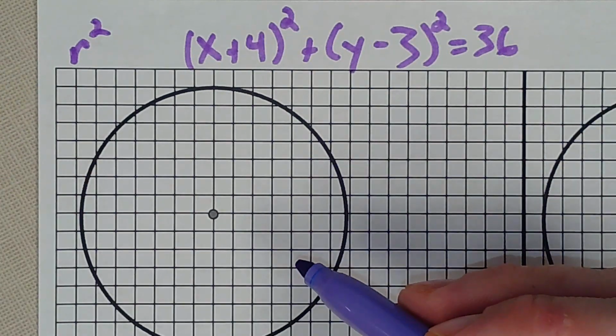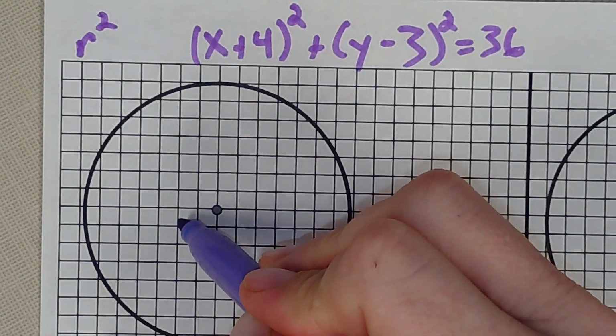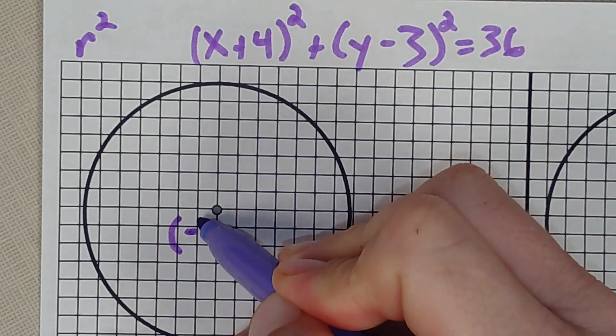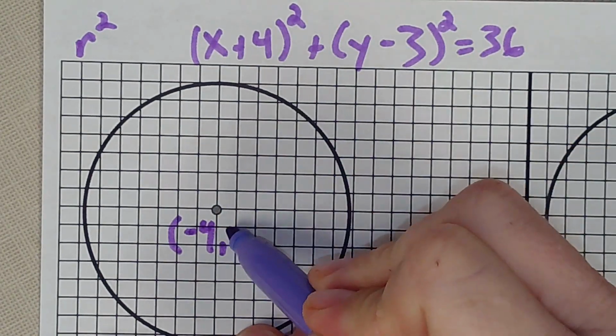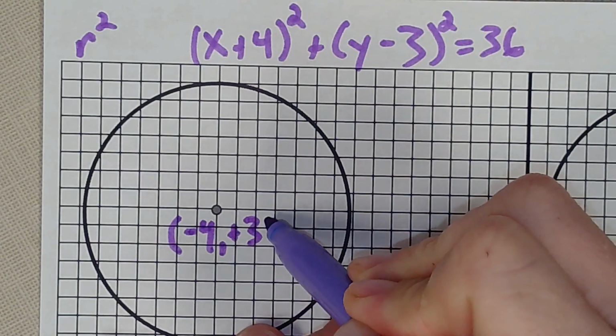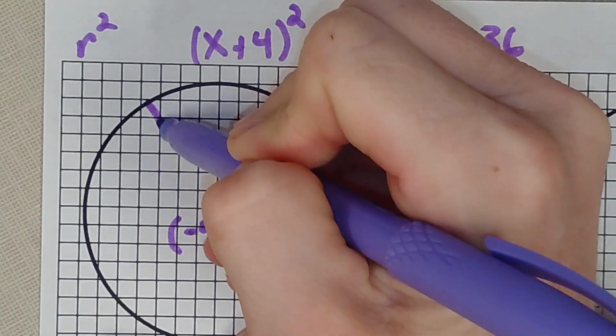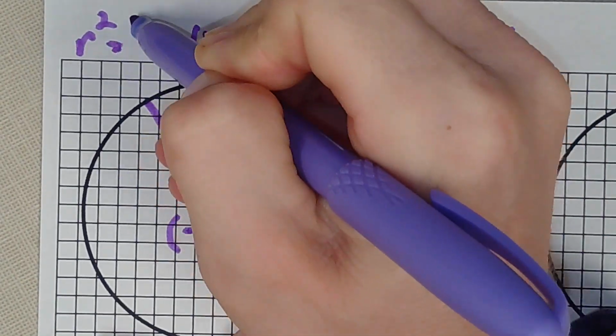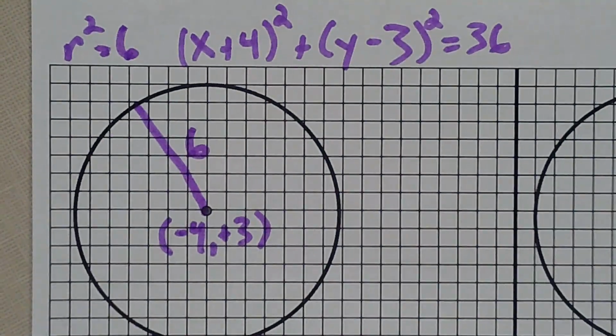So what can we deduce from this? That means that our center point is -4 for x and +3 for y, with a radius of 6. Radius squared equals 36. Okay?